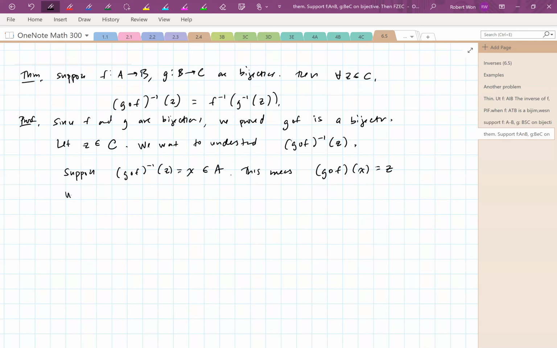What do we want to prove? We want to show that actually F inverse of G inverse of Z is our X. That's what I want to show, right? Because, like I said, let me just say this again. I'm just calling X whatever G of F inverse of Z is. I'm trying to prove that it's equal to this. So I'm trying to prove that X is this thing.